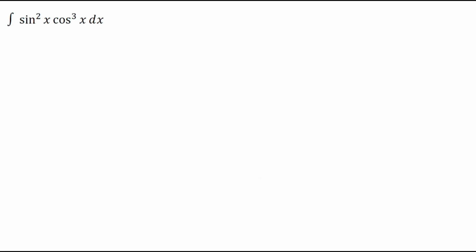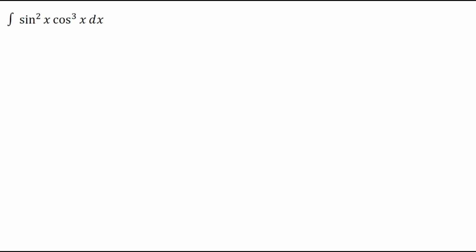All right, for this one we have sine squared x times cosine cubed of x. Well, we've already got two trig functions, but they're both being raised to a power. So what we want to do is get one of them down to a singular power, and then the rest of it all in terms of the other trig function.